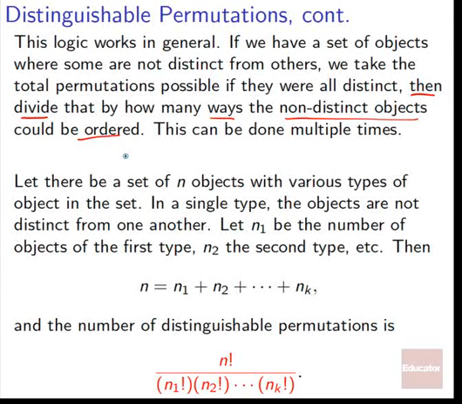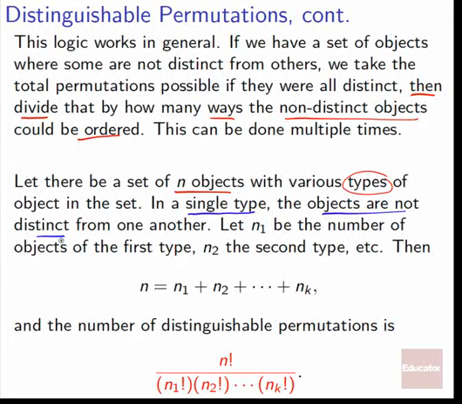So let there be a set of n objects. So we've got n objects and there's various types of object in the set. Within a single type, the objects are not distinct from each other. So for example, in the previous one, we had type B and type O in our previous example. Well, if you were a type B letter, there's no way to tell you from the other type B letter. If you were a type O letter, there's no way to tell you from the other O letter, but there was just the one of them. So we had type B's and type O.